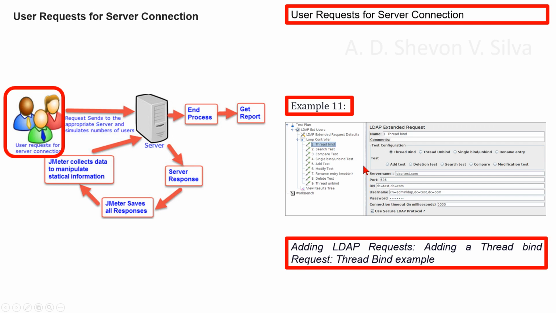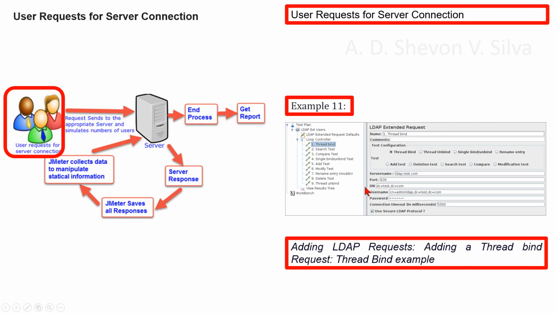Here, first rename the element to 1. Thread bind, and select the thread bind button here. Enter the hostname value for the LDAP server in the server name field. Then enter the port number from the LDAP server, 636 for LDAP over SSL, in the port field.